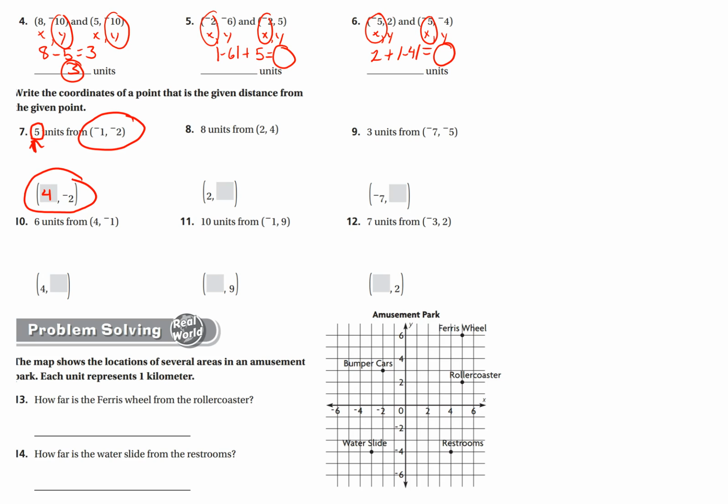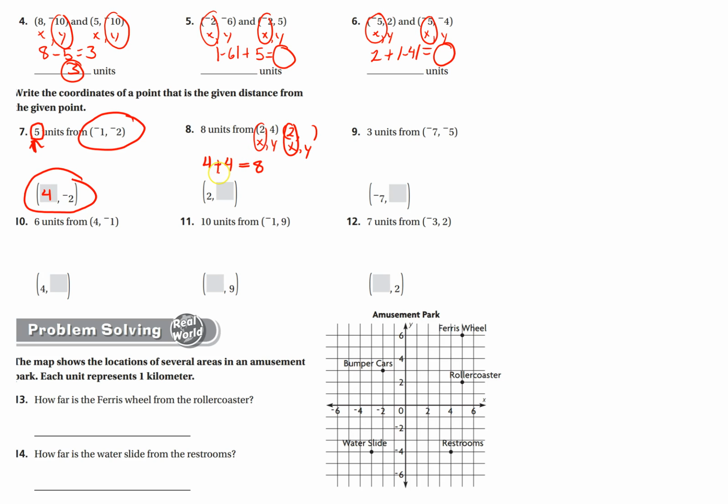All right, let's go over to number 2. So we have 2, 4, and they told us the x needs to be 2 on this one. We don't know what the y is. So our x values are the same. So our y values, 4. And it needs to be 8 away. So what can we do to the 4? Well, we need to add 4.